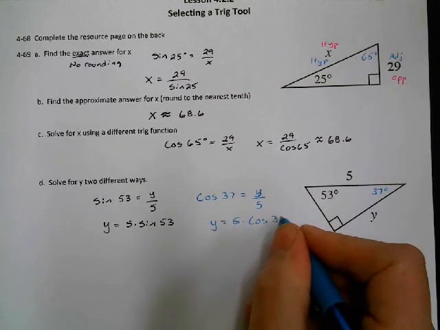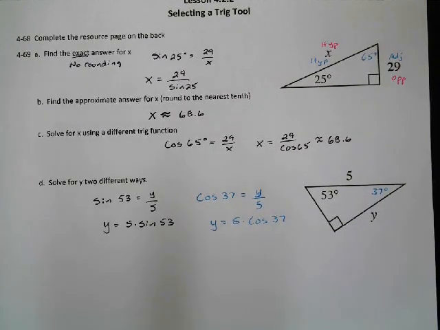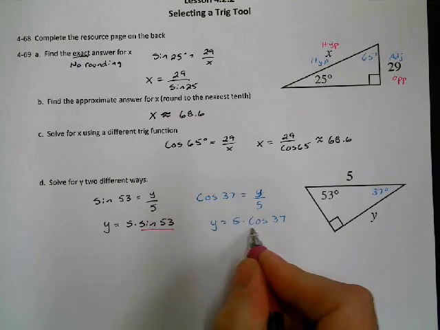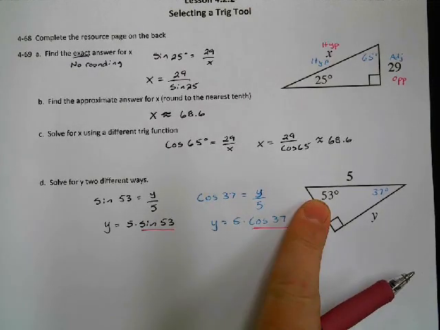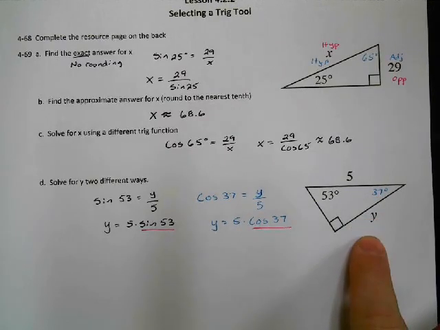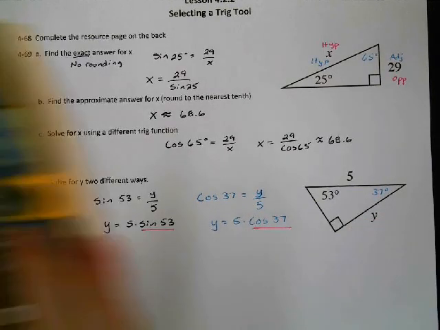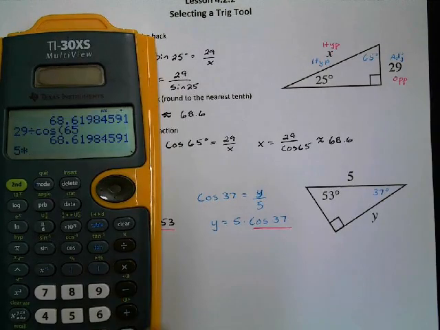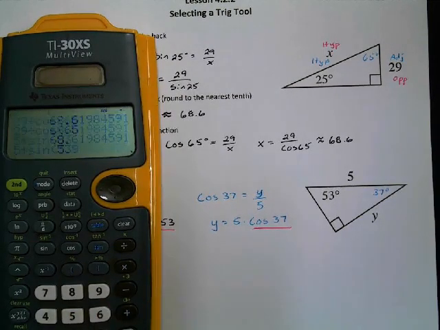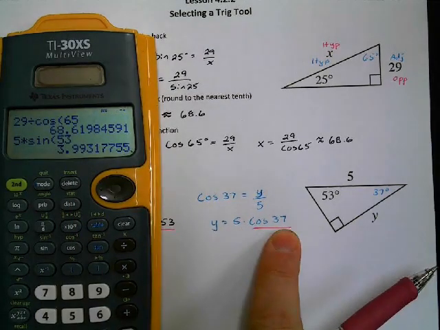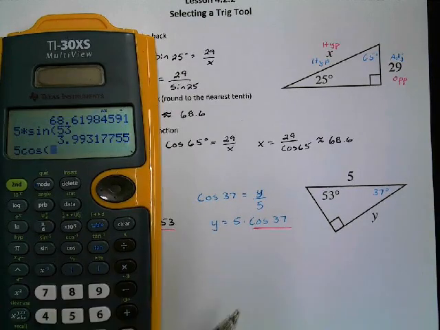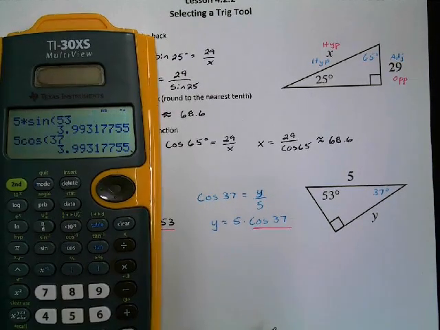So what is this telling me? It's telling me that the sine of 53 and the cosine of 37 are the exact same number. So the sine of one angle is the cosine of the other angle. So if I plug that in, 5 times the sine of 53, I get 3.99, so 4. And if I did 5 times the cosine of 37, oh, there I get the same answer, 3.99. So the sine of one angle is the cosine of the other angle.